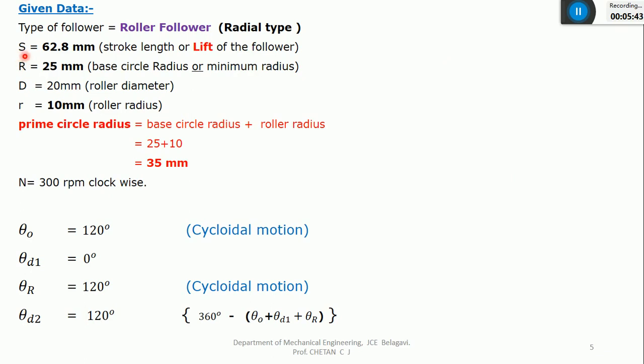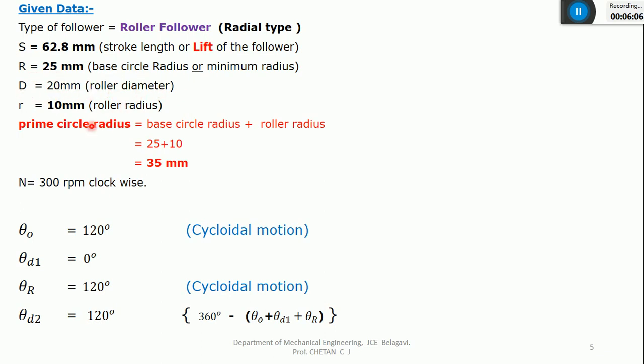And stroke length is given as 62.8 mm, which is mentioned as the lift. Lift is nothing but the distance that is traveled by the follower. The base circle radius is given as 25 mm, so I'll take it as capital R. And one more parameter, the roller diameter is given, so it is 20 mm.